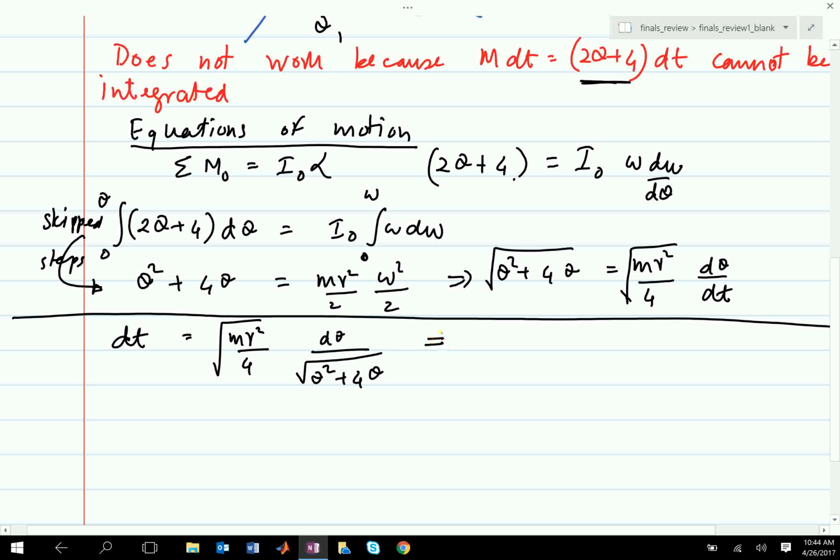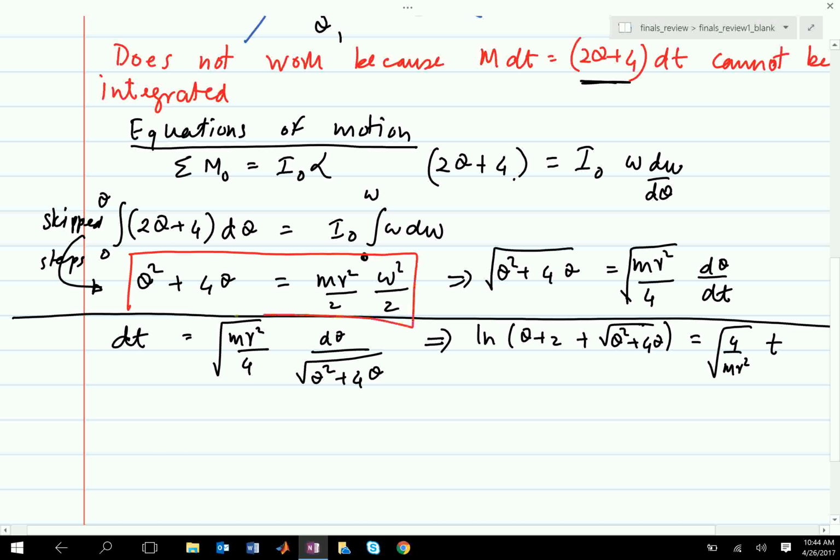So this comes out to be, you actually need to complete the squares on this and then solve it. So it comes out to be log of theta plus 2 plus square root theta square plus 4 theta equals square root 4 mr square t. So the key thing is that here you have an expression for theta as a function of omega, and here you have an expression for theta as a function of t.